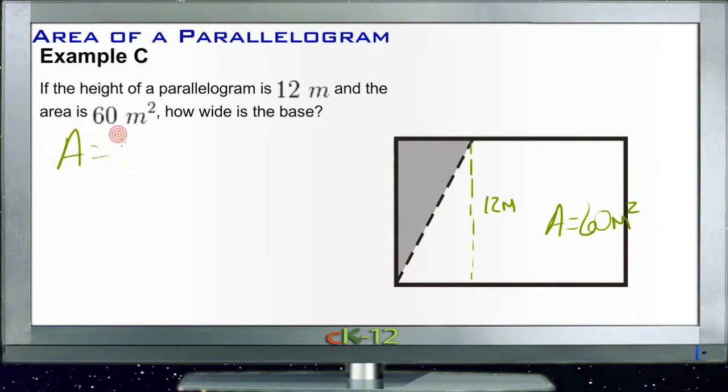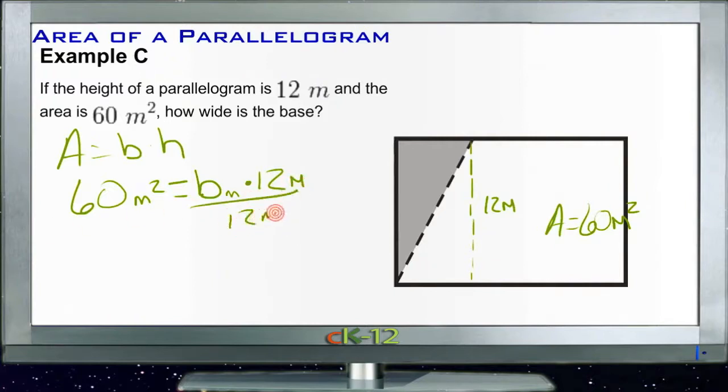We have the area is the base times the height. So we have 60 square meters is equal to the base that we don't know in meters times 12 meters, which is our height. So we'll divide both sides by 12 meters. That'll cancel. 60 square meters divided by 12 meters is going to be 5 meters is equal to the base in meters. So our base here then is 5 meters long, which means my parallelogram is way out of whack.